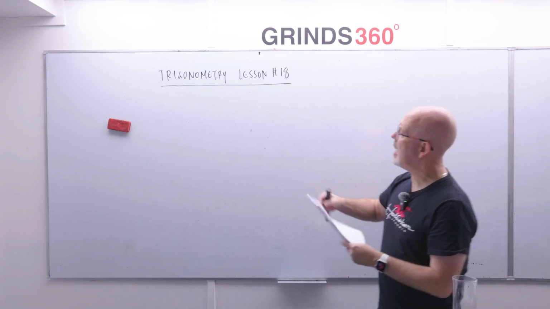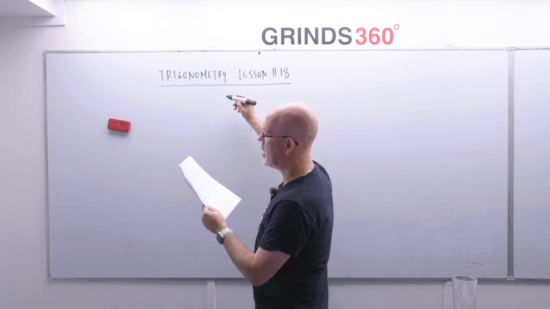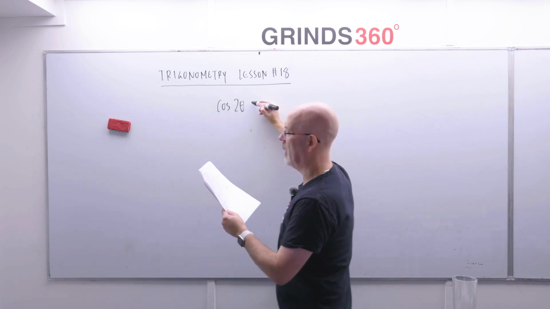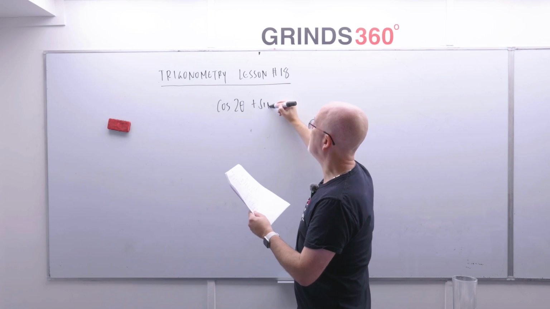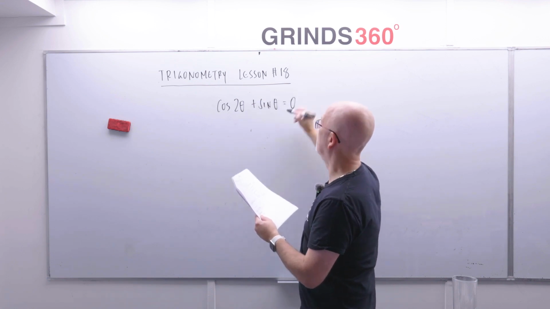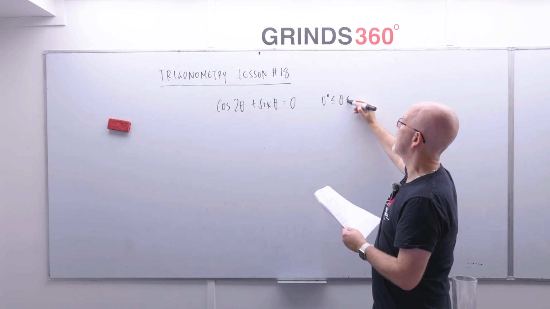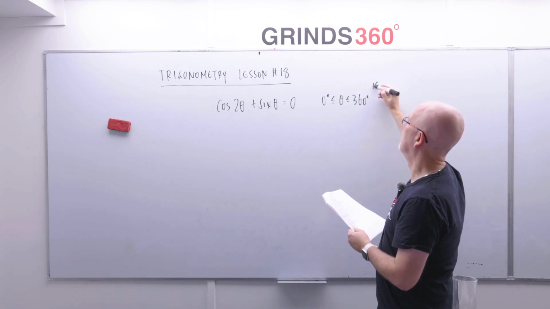example. So we're asked to solve this equation here, right? So we've got cosine 2 theta plus sine theta equals 0. And again, we're doing this between 0 and 360. Now, that's a very difficult example, this question here.